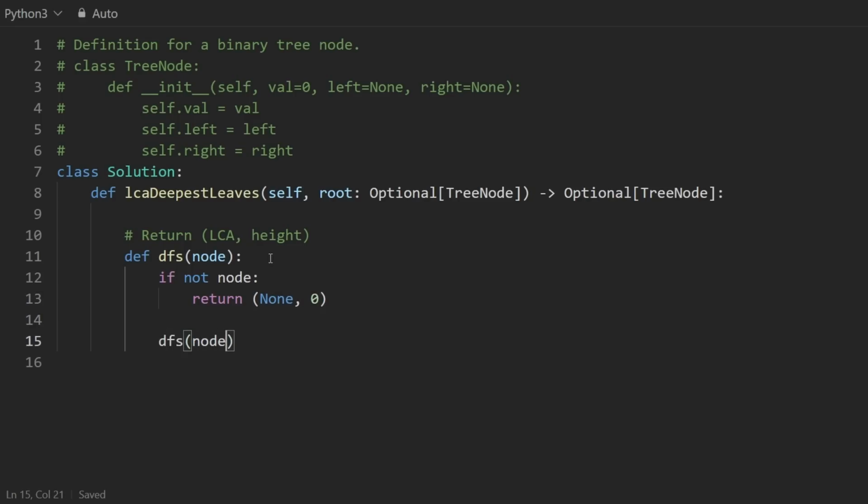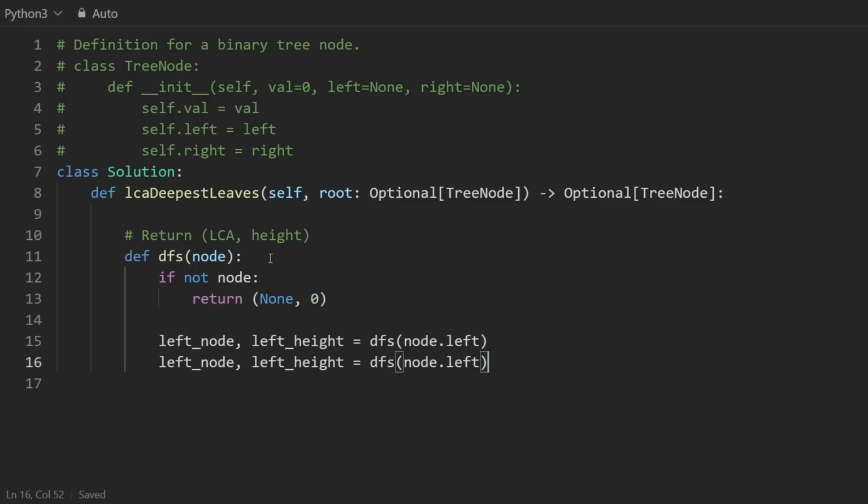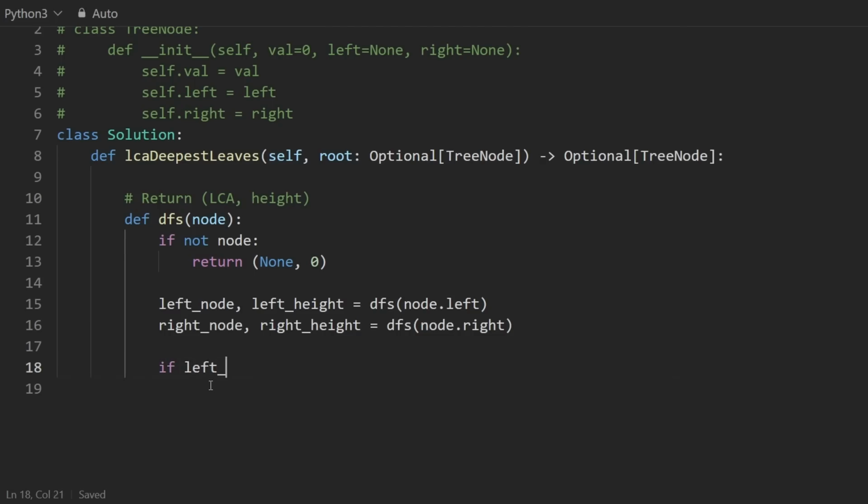So we run it on the left subtree, and we expect to get a couple values out of that. The left node, it could be null, and let's say the left height, and this is going to be similar to what we do on the right side. So I'll just copy and paste and change these around now. Okay, so now we know that there's 3 cases. I'm actually going to start with the other 2 cases, or actually, I guess I'll start with this. Let's say the left height is equal to the right height.